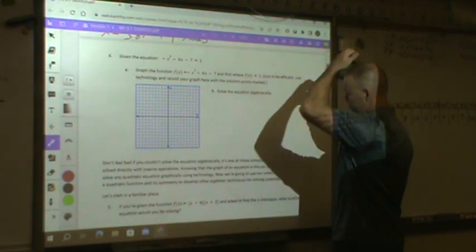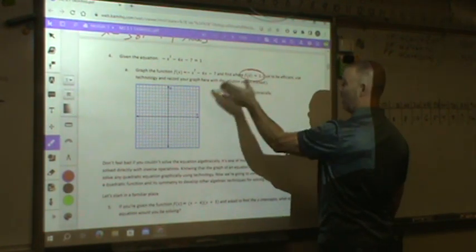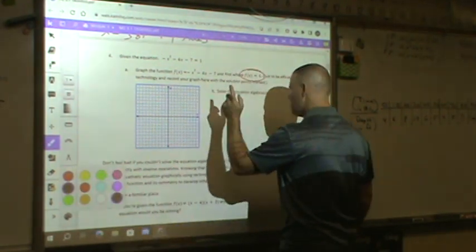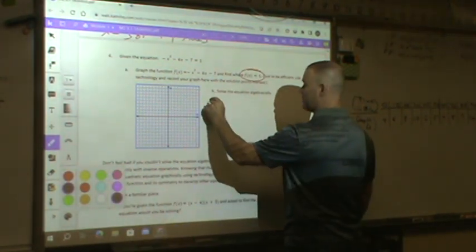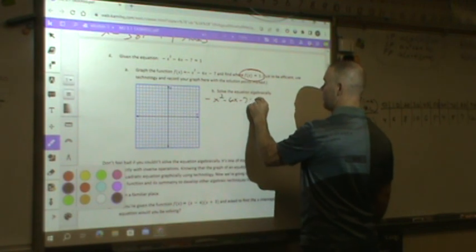How did we handle this? It says f of x equals 1. So for an output of 1, what input? Well, the first thing I did here in this one, and this was a really tough problem yesterday: x squared minus 6x minus 7 equals 1.